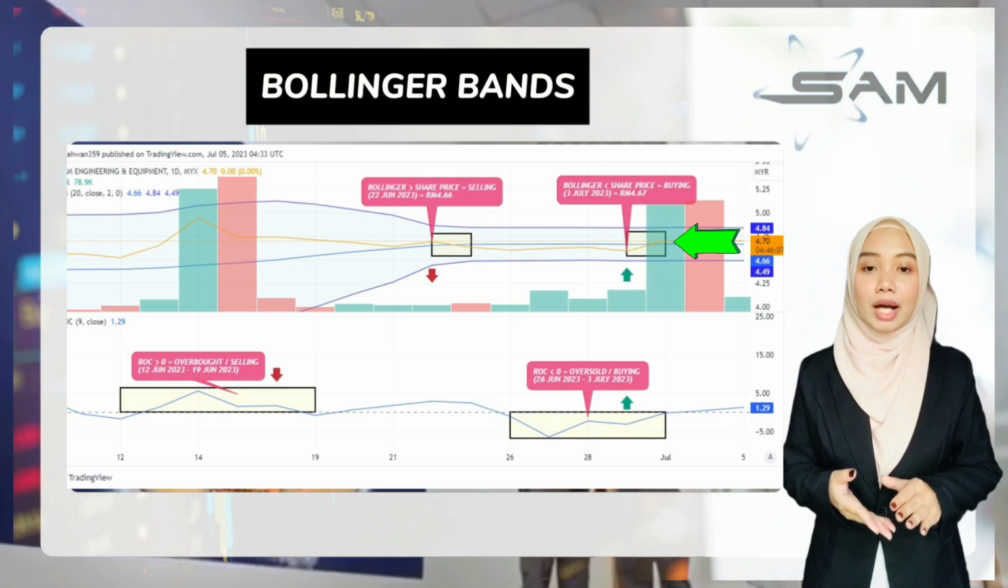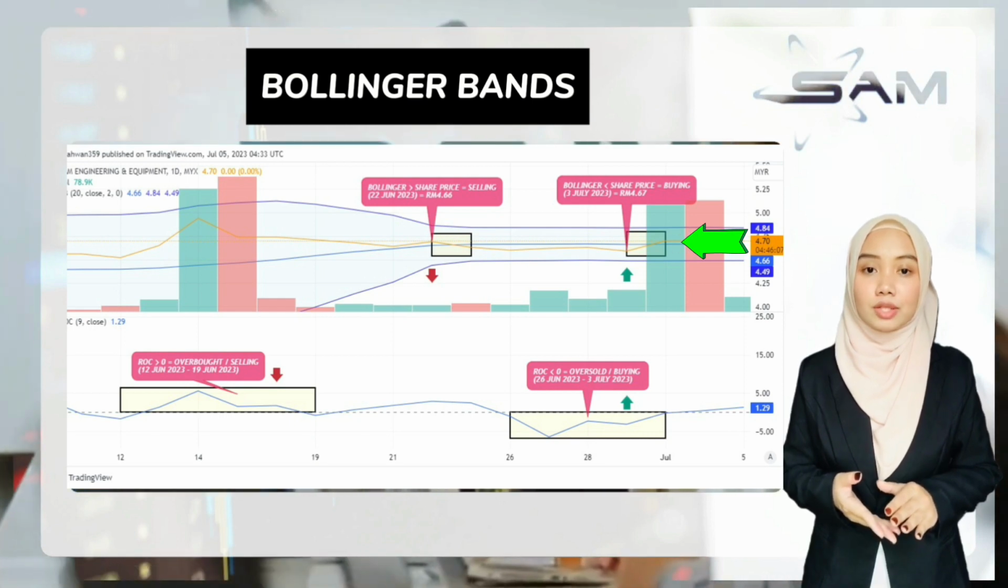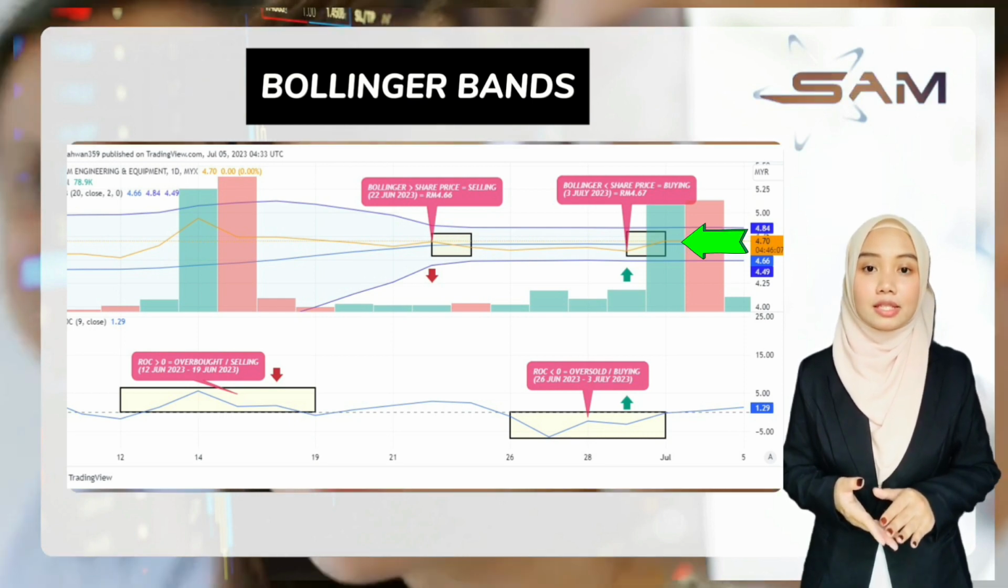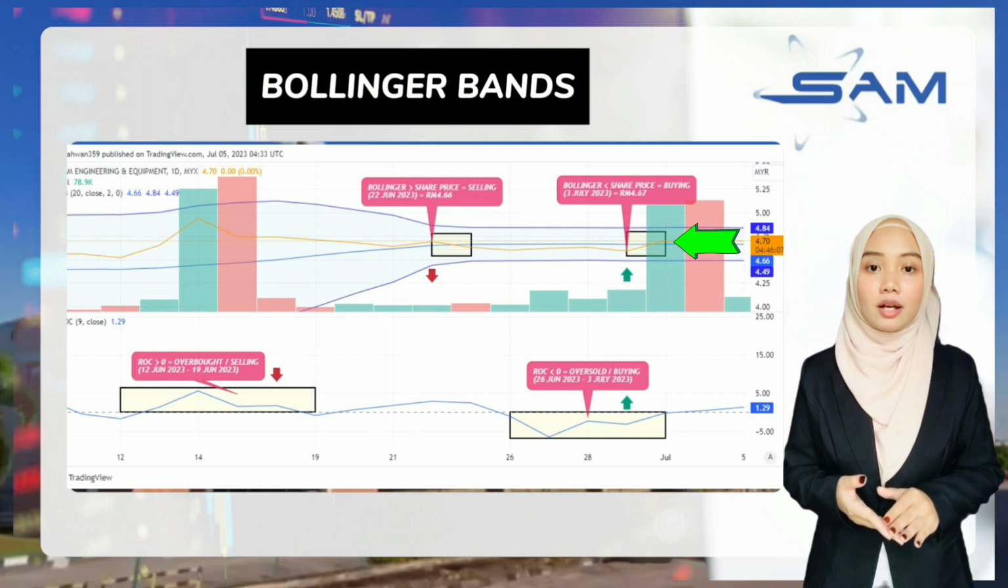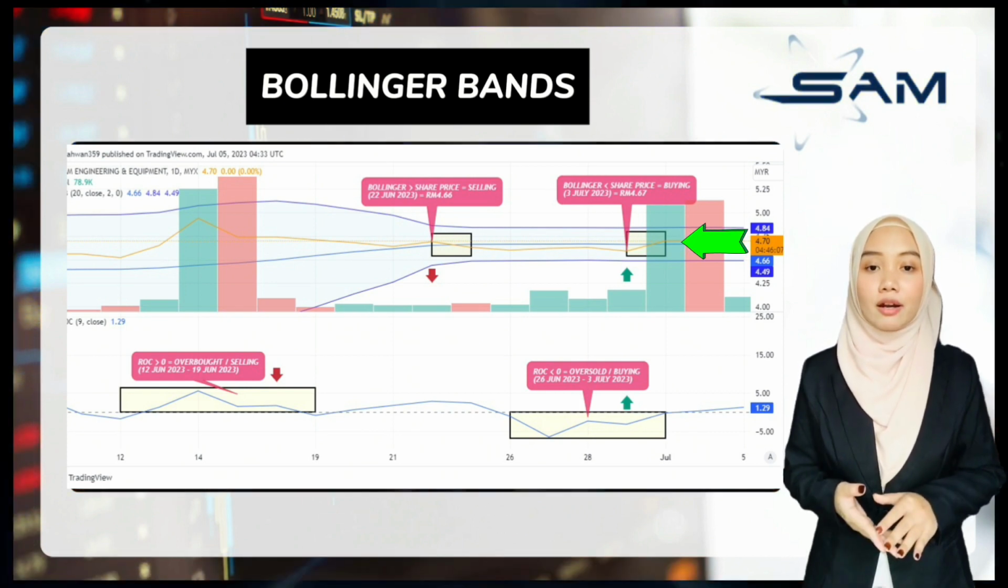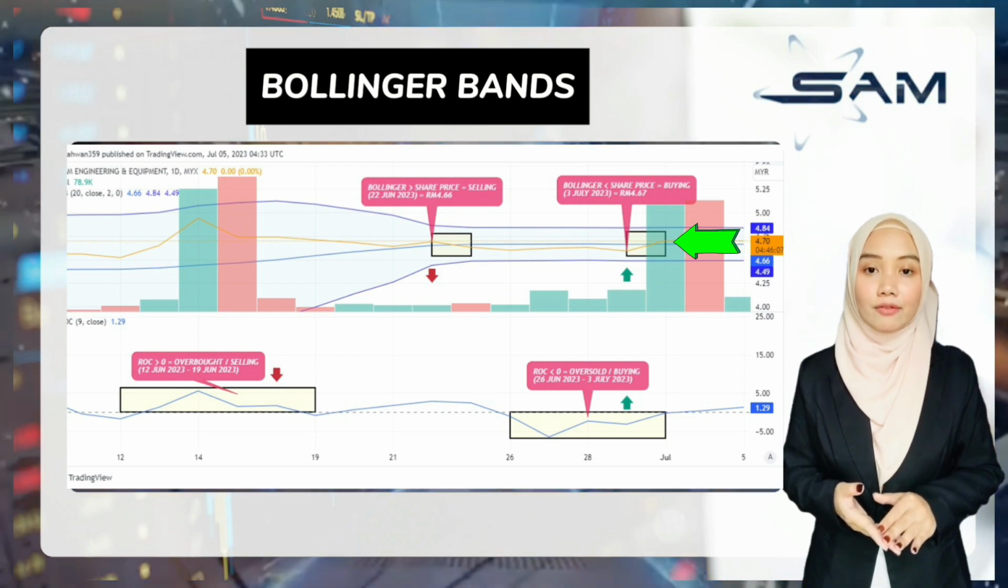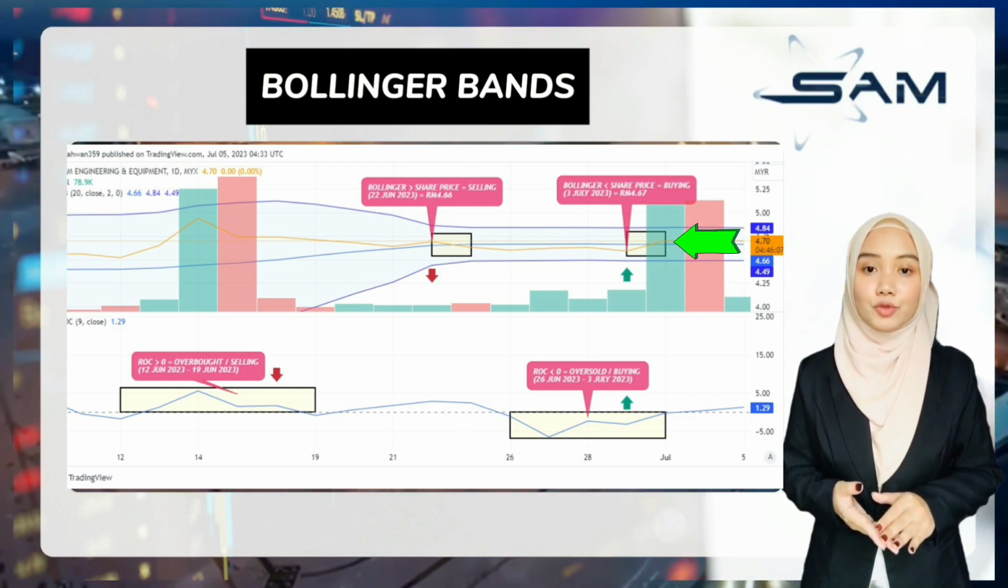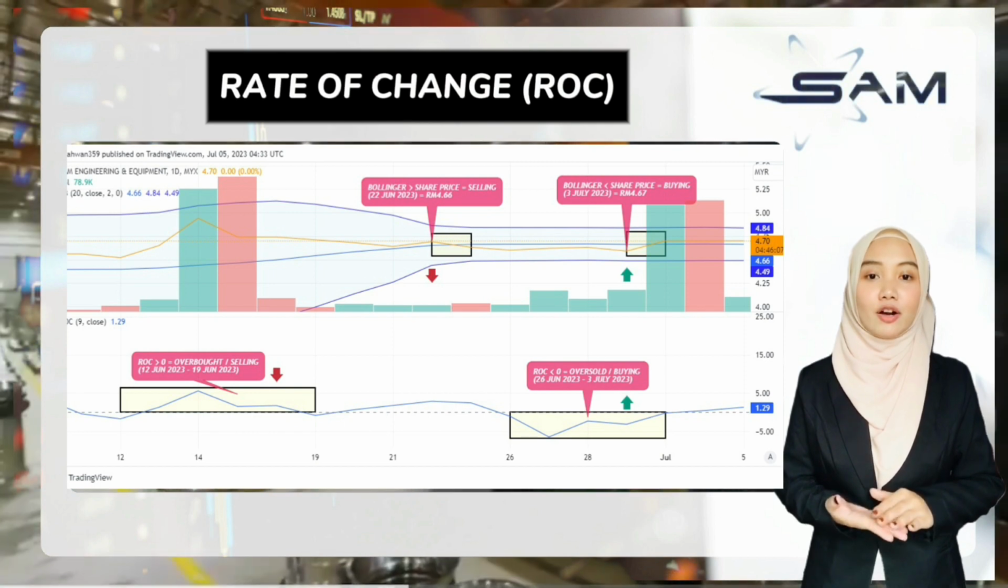Another signal is the buying signal on 3 July 2023 when price consistently surpassed the upper band. Stocks are considered overbought. Hence, investors need to buy the share at 4 ringgit 67 to gain more profit in the future. Lastly, rate of change.